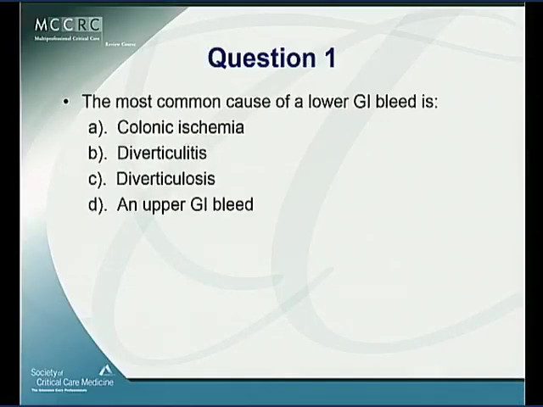So just very quickly, the most common cause of a lower GI hemorrhage, or hemorrhage from your lower GI tract, is A, colonic ischemia, B, diverticulitis, C, diverticulosis, or D, an upper GI bleed.